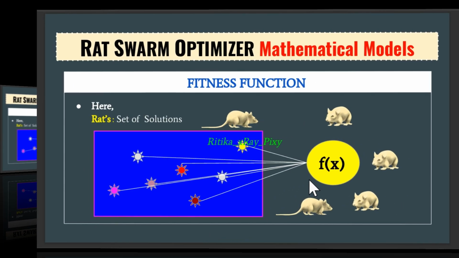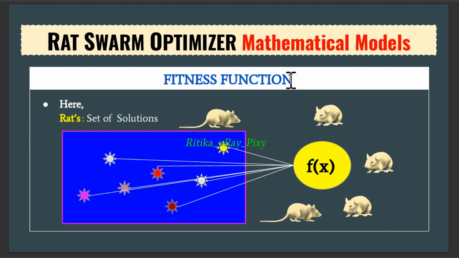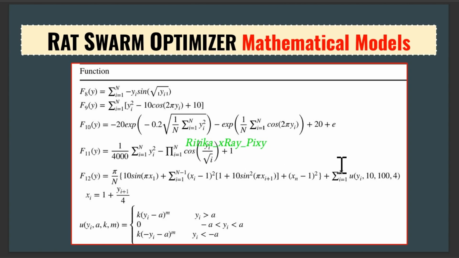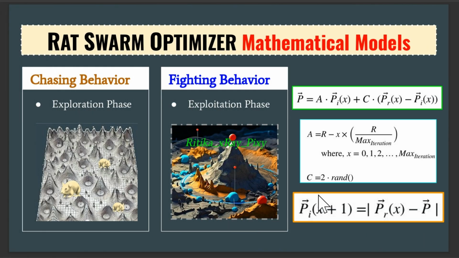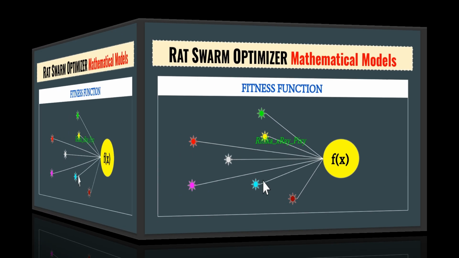Next, in this algorithm, we have a fitness function. You can define here the objective function of your problem. Whatever problem you're trying to solve, accordingly you will declare the objective function here. Each rat is a solution. We will evaluate each solution by using this objective function and check the quality of the solution.